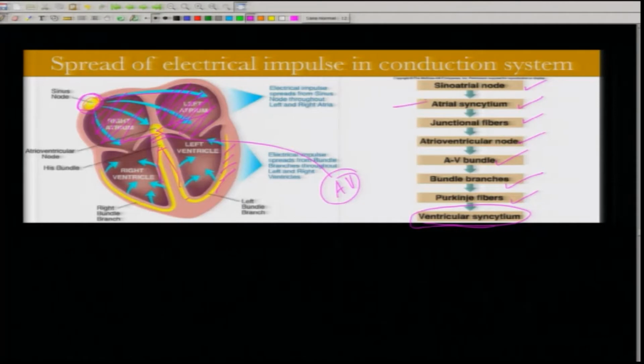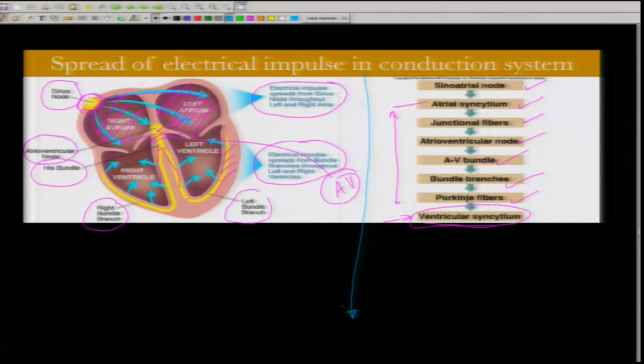Between the atrial syncytium and the ventricular syncytium, there is quite a difference in time. Okay. And the electrical impulse spreads from the sinus node throughout the left and the right atria. Similarly, electrical impulses spread from the bundle branches throughout the left and the right ventricles. Here you have the left bundle branch and the right bundle branch, the atrioventricular node and bundle of His are sitting here, and this is the sinus node. This is how the electrical impulse spreads across the conduction system. This is how the conduction system works.